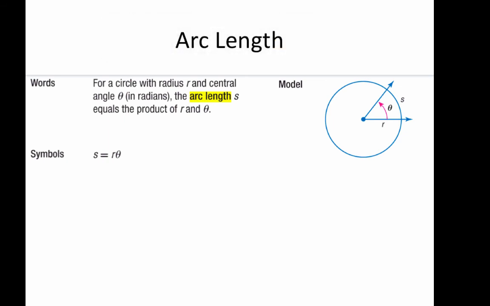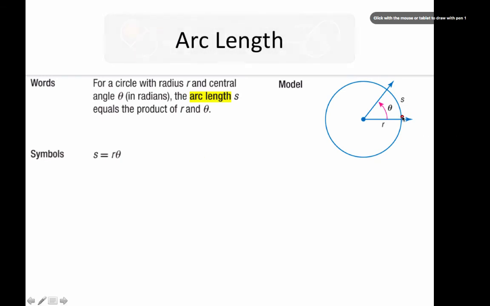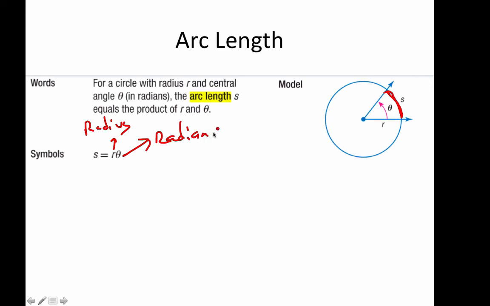Arc length. This actually goes back to circumference as well. Arc length is the distance along an arc. This is going to be S, the arc length. And there's a great formula: basically, we are going to do radius times radians, and your theta has to be in radians. This doesn't work for degrees.